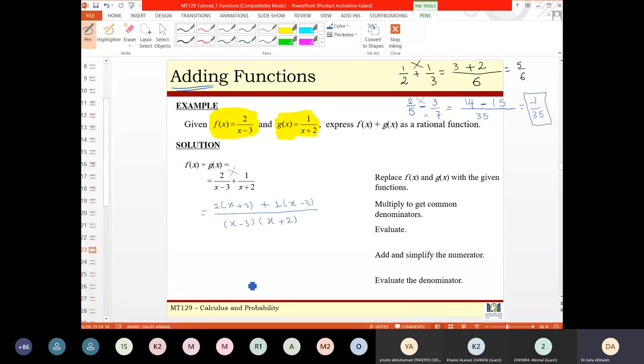Now I need to simplify things more. Notice in the question that I have to add them and make it a rational function. The result should be rational. This is rational already, already top and bottom. But I have to simplify a little bit. Now the bottom, I have x minus 3 multiplied with x plus 2. How do we multiply them? I like to put them horizontally like this. x minus 3 times x plus 2 means x times x, which is x squared, x times minus 3, which is minus 3x.